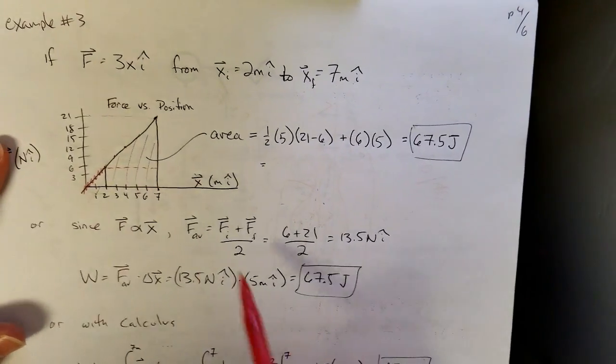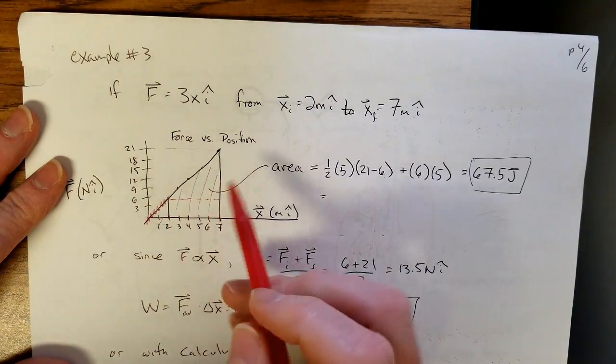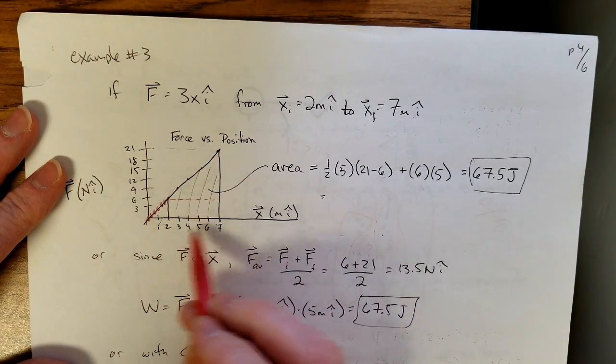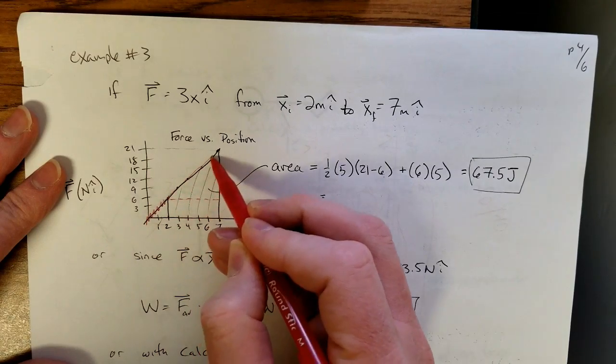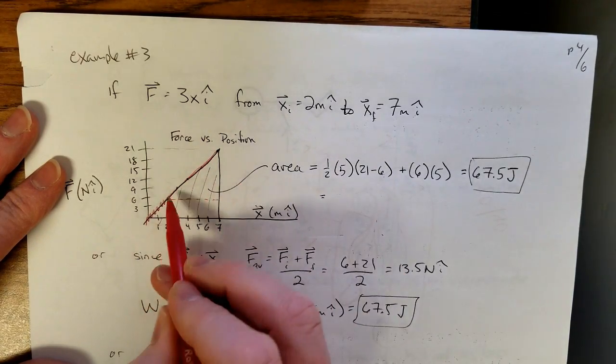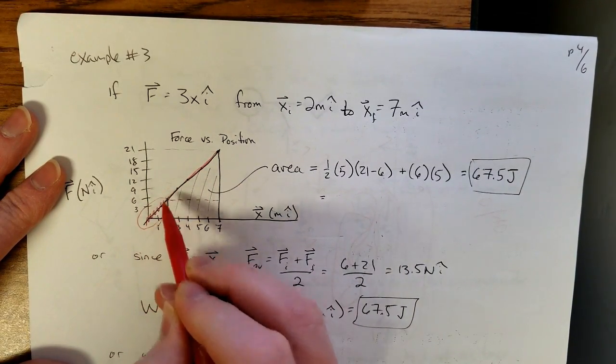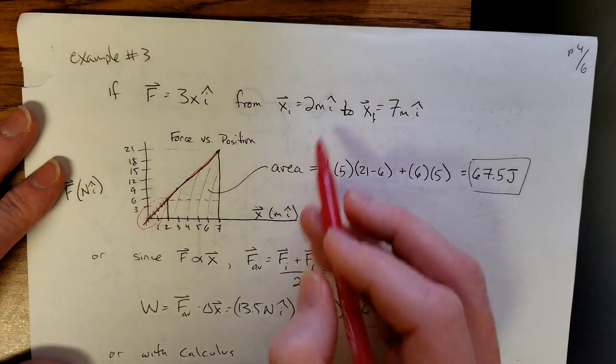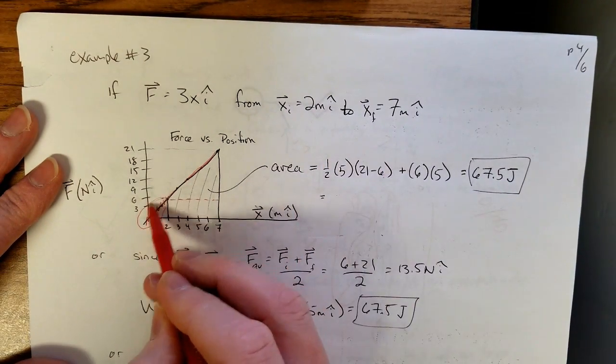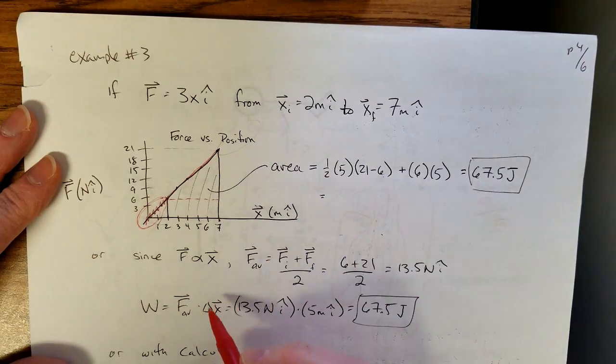We're going to throw in a change. My force is not constant anymore, but I do have it as directly proportional to position. This should be a straight line right there. This is not part of the problem because I go from 2 meters to 7 meters, so anything that's outside of the problem I'm going to ignore.